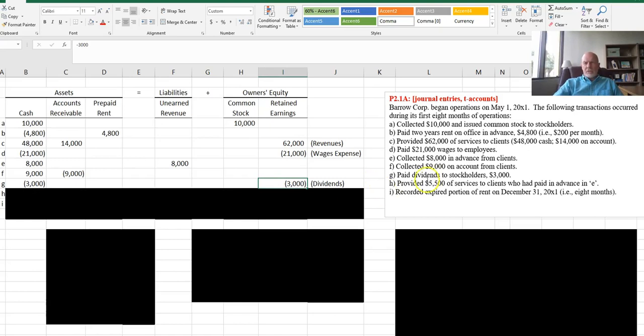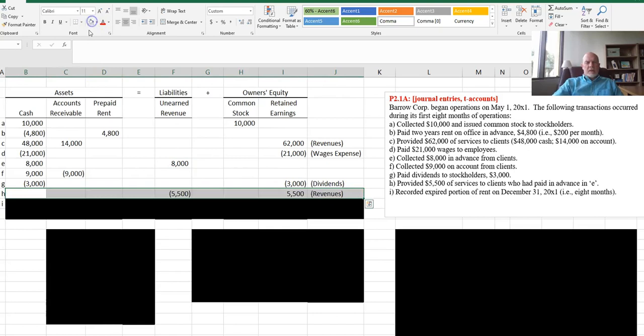Item H, we provided $5,500 of services to clients who had paid in advance in E. Up in E, we collected $8,000 in advance. We owed them some work. And now in H, we're doing some of that work. So that reduces that liability, and this is now revenue that we have earned.